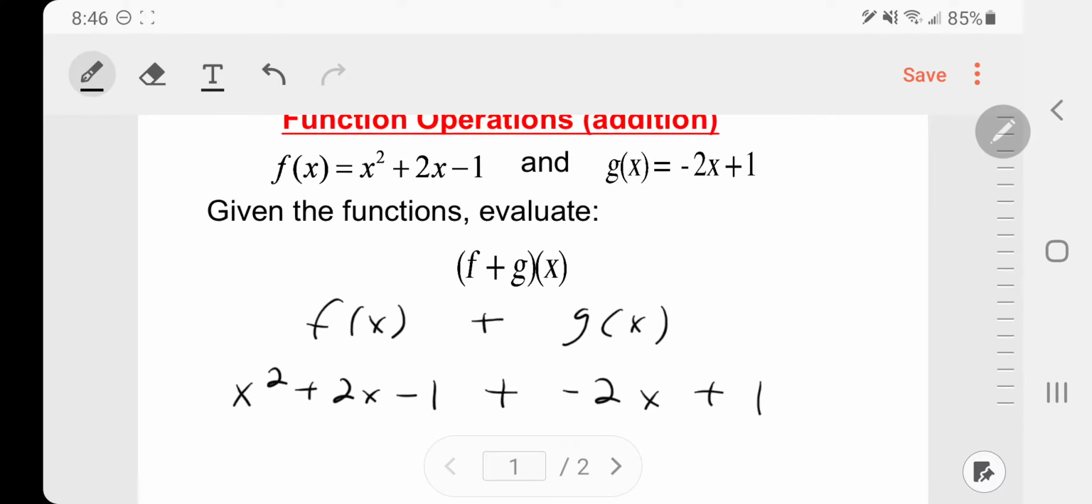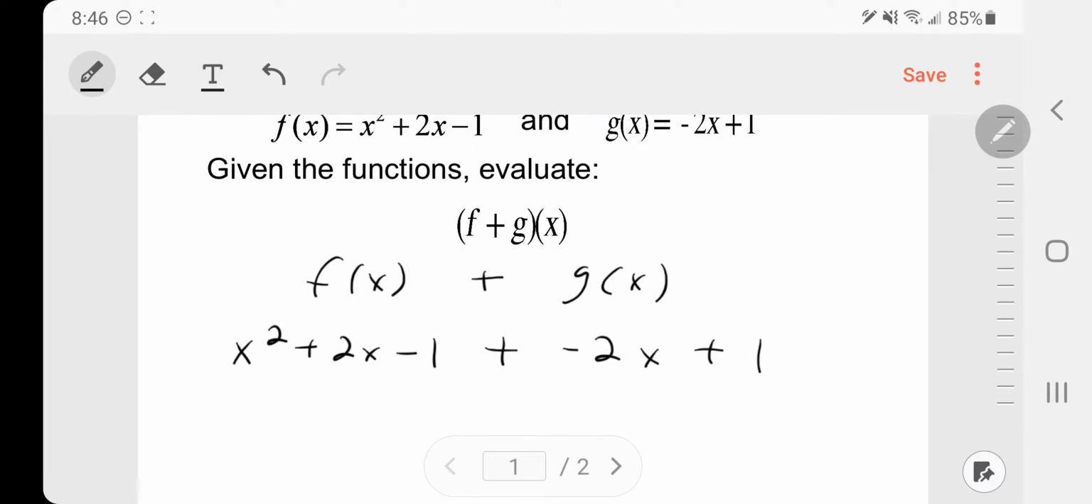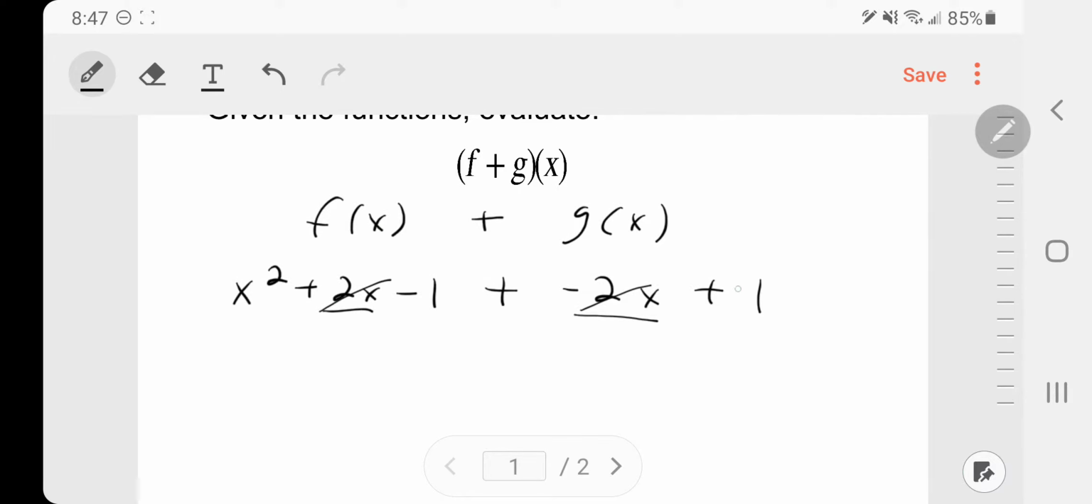Okay, so we just have a long expression here that we need to simplify, and that's really all you have to do here. Okay, so x squared does not have any like terms. We have 2x minus 2x, which is 0, so that cancels out. Okay, so here we're just combining our like terms, and then minus 1 plus 1. That actually works out also. That one cancels out as well. It doesn't always work out like that, but in this one it does. So when we add those two functions together, the only thing that's left here is x squared.